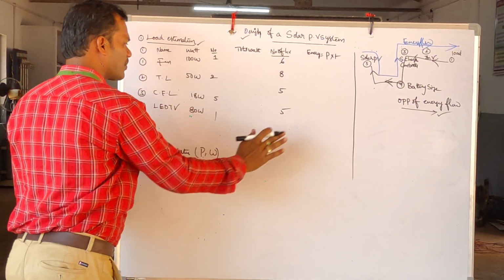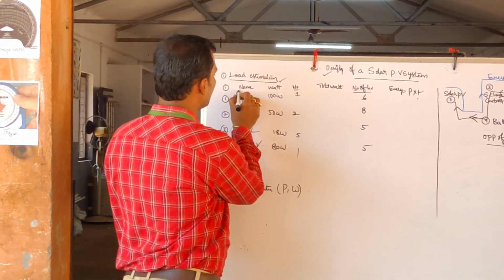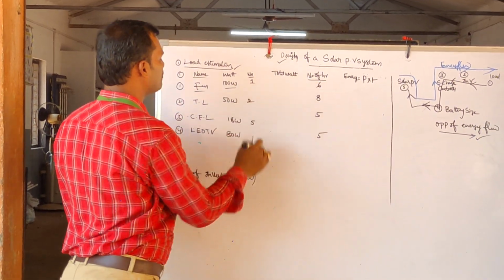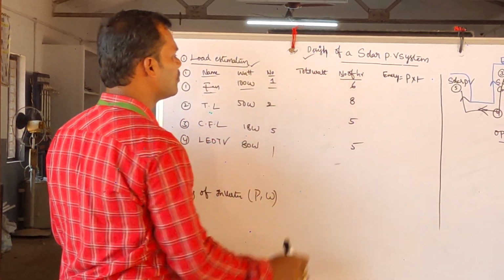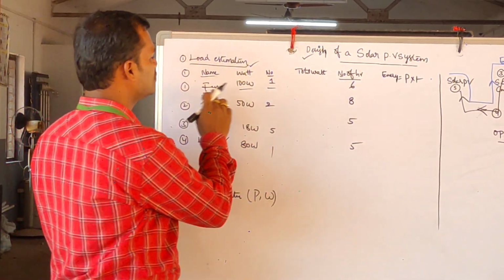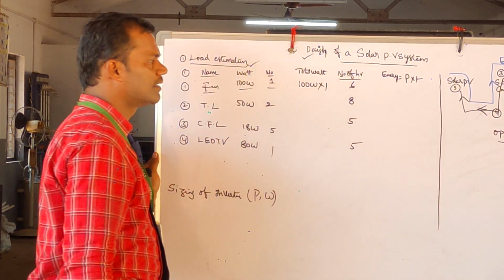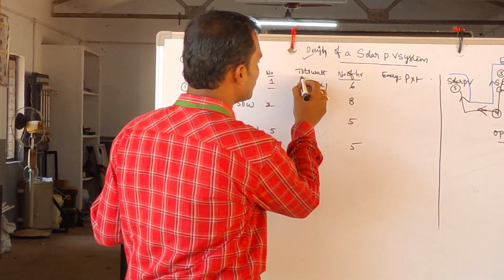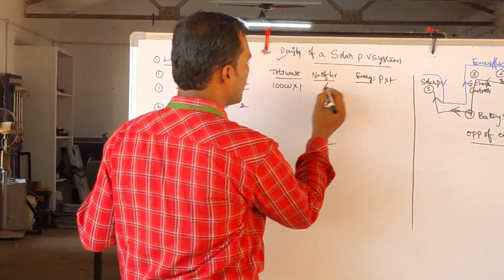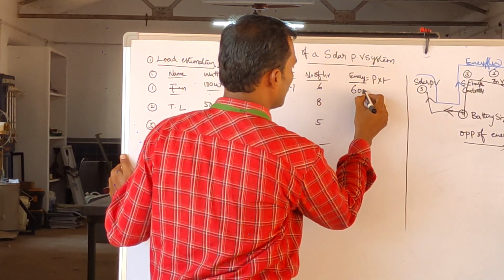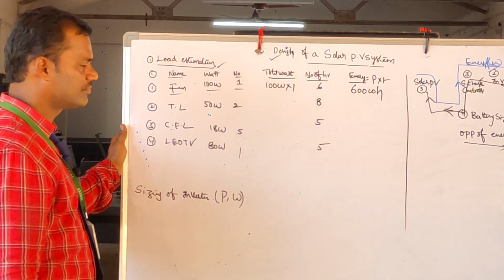For this problem, today we are going to design a solar power plant. The given loads are: a fan with a rating of 100 watts, an old fan, and only one is available. So the total power is 100 watts into 1. To calculate the energy, multiply this power with time. 100 into 6 is 600, and the units are watt hour, which is the energy required.